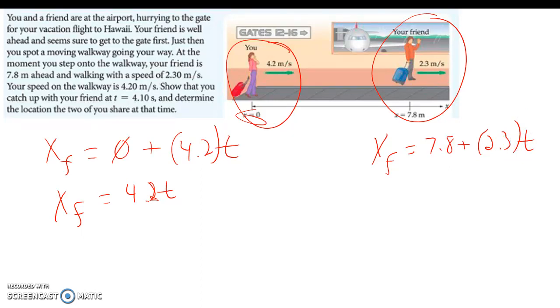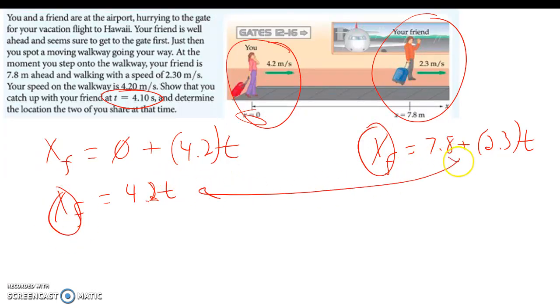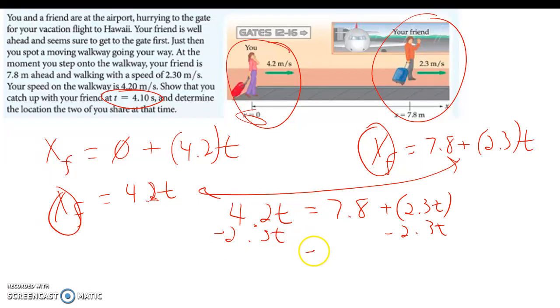Now we want to prove that we catch up with our friend at 4.10 seconds. So how can we do this? Well, we know the final positions are going to be equal. So we're just going to take our two equations and make them equal to each other. So we're going to say 4.2t is equal to 7.8 plus 2.3t. And then we just do a bunch of algebra. We subtract 2.3t from each side and make it equal to 7.8. 1.9t, and then we solve for t.